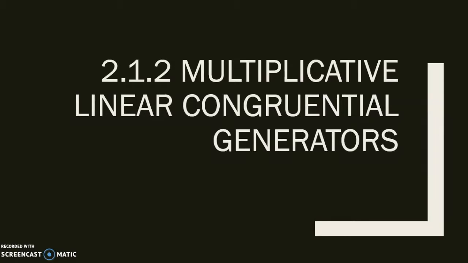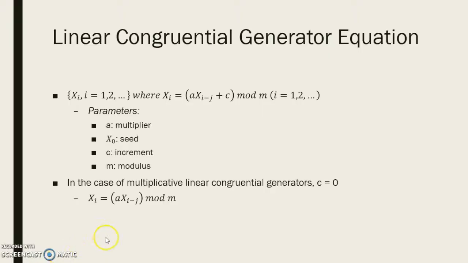I will now be going over section 2.1.2, multiplicative linear congruential generators. Recall the equation for linear congruential generators is x_i equals A x_{i-j} plus C, mod M. The parameters are A, the multiplier; x_0, the seed; C, the increment; and M, the modulus. In the case of multiplicative linear congruential generators, C is equal to 0. So therefore, you are left with x_i equals A x_{i-j} mod M.